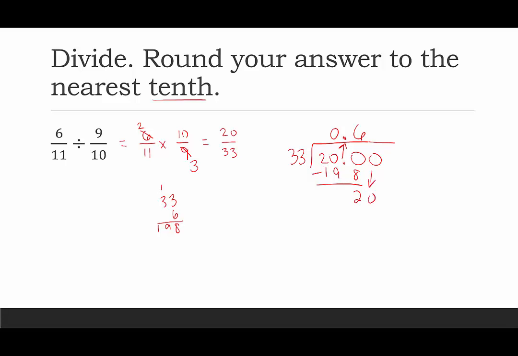Bring down the 0. 33 goes into 20 0 times. So what does the 0 tell the 6 in the tenths place? It tells it to stay the same. So this would end up becoming approximately, I said equals, but that's actually not right. We would say approximately 6/10, right? It's not exactly 6/10, it's approximately 6/10.